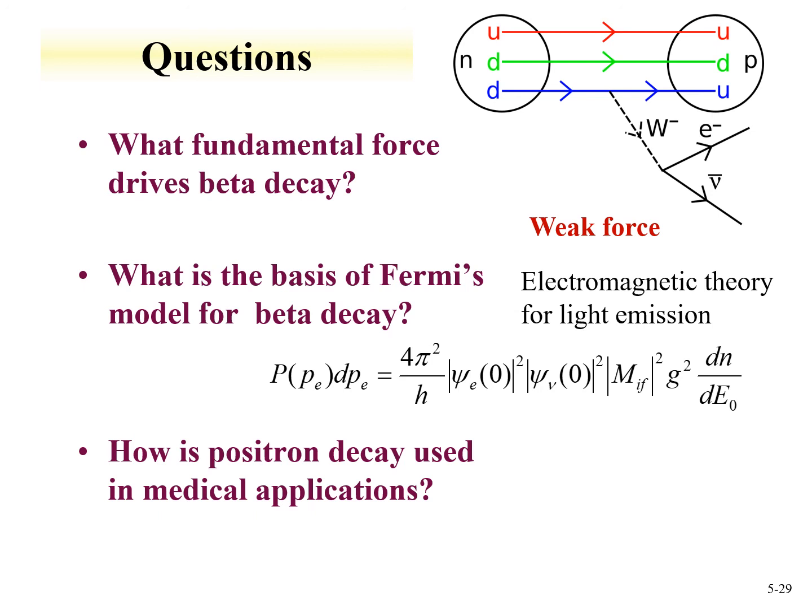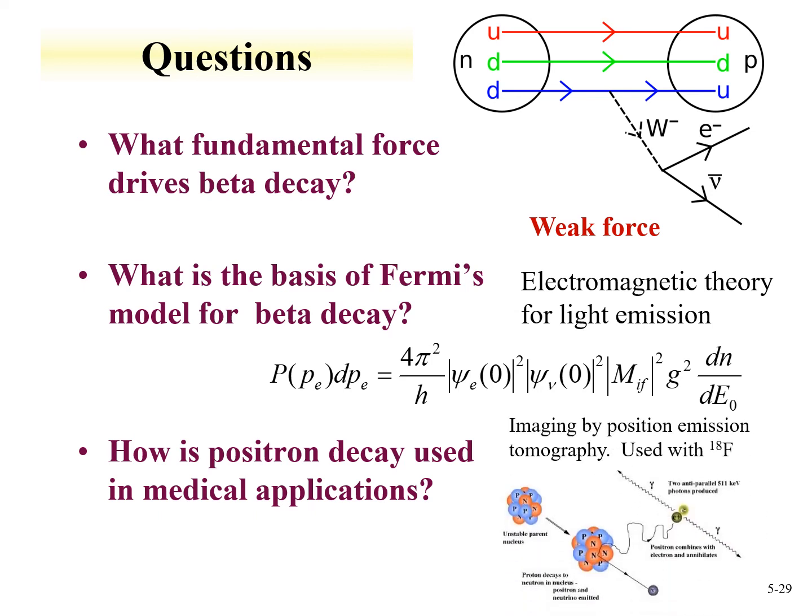How is positron decay used in medical applications? Well, it's used in imaging by positron emission tomography. For example, fluorine-18 is used. When a positron is produced, when it collides with, this is antimatter, when it collides with electron matter, it creates 2 gamma particles 180 degrees away from each other. These gamma particles each have an energy related to the mass of the electron and the positron, so it's 511 keV. They come off at 180 degrees.